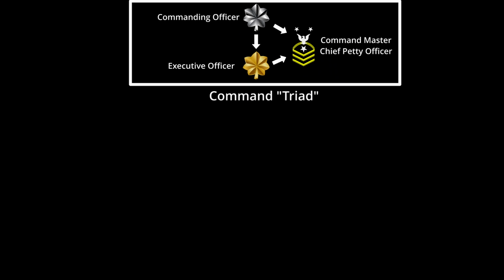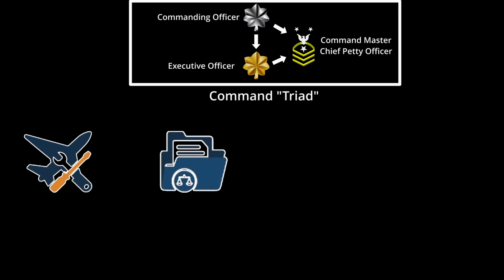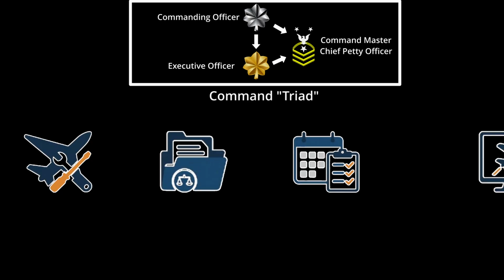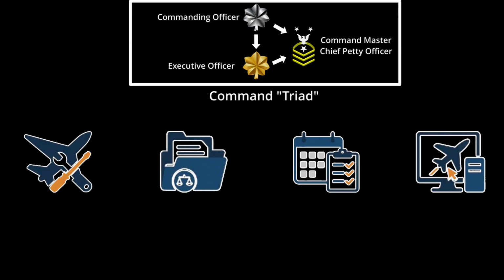Under this triad are the divisions of the individual squadron. Now, most squadrons share about 4 similar divisions. However, here and there might be 1 or 2 extra divisions that an individual squadron may have. These divisions include the Maintenance Division, the Administrative Division, the Operations Division, and the Training Division. In total, these divisions make up the fighting force that is this squadron.